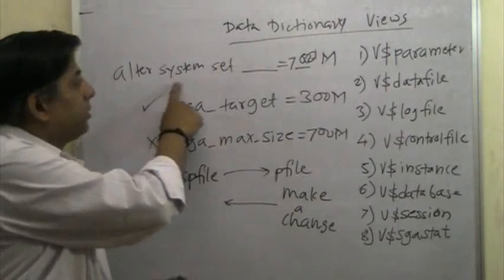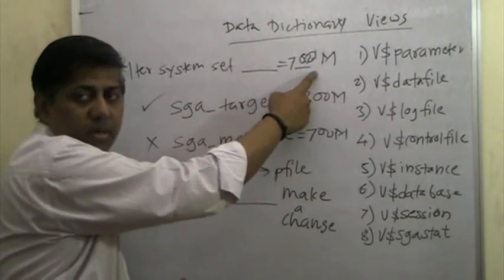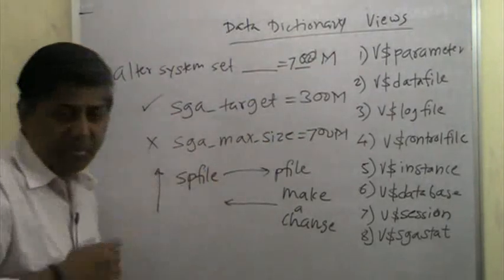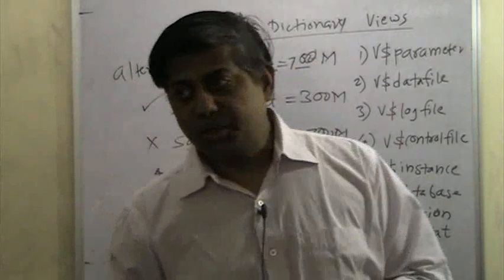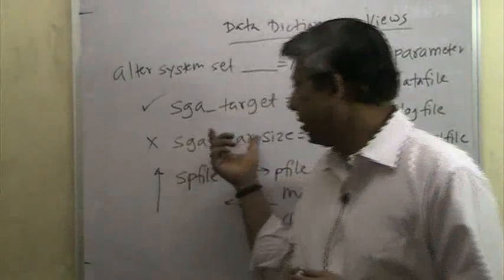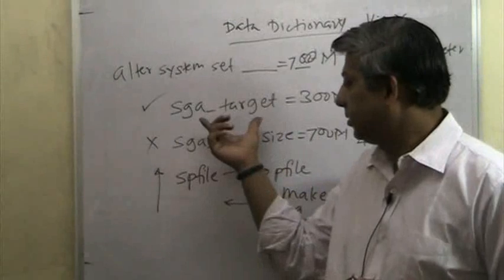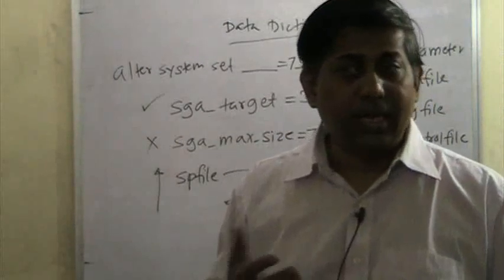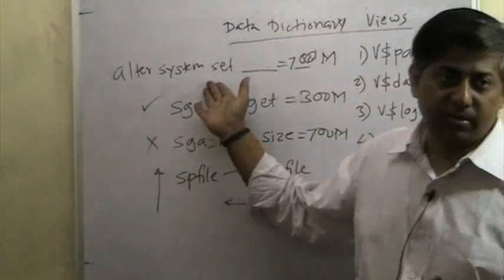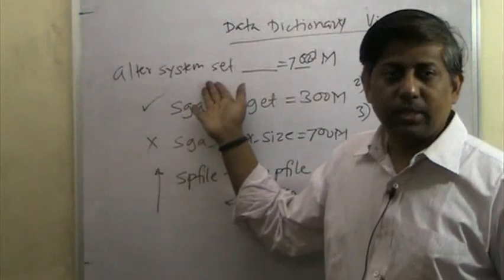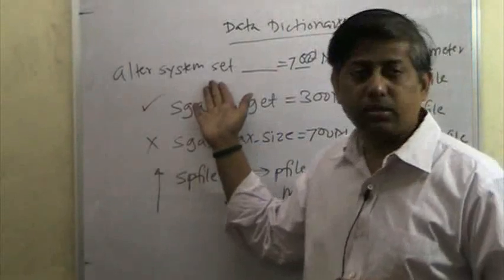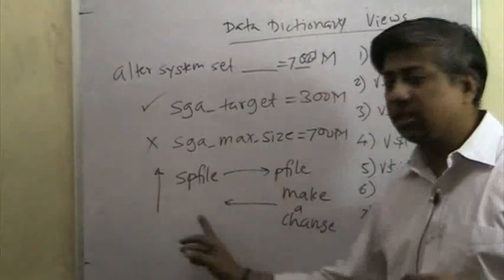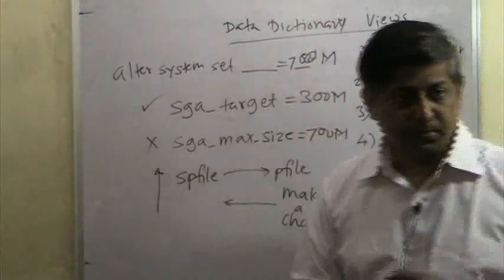You just say alter system set SGA target is equal to the new value and scope is equal to both. That will do it. But people will ask you a different question. How do I change an initialization parameter that cannot be changed using the alter system command? The answer is: create the P file, change it over there and create the SP file. You will have to do a shutdown process.